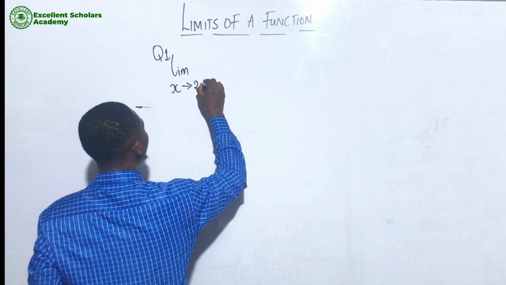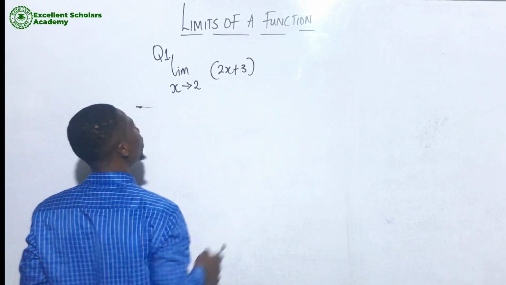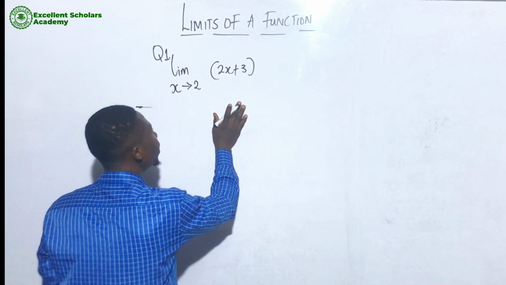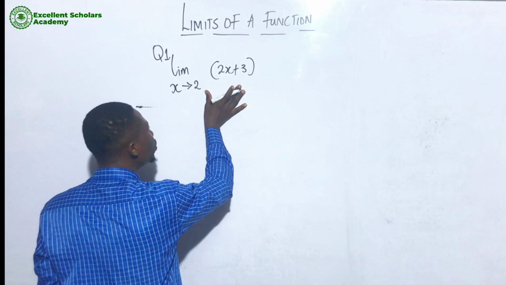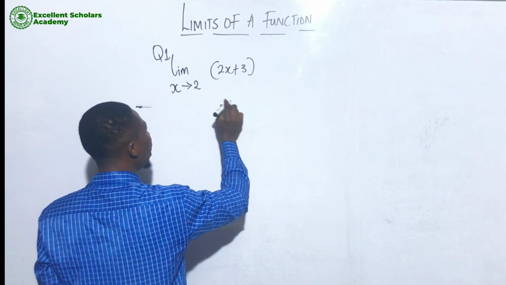Example 1: limit as x tends to 2 of 2x plus 3. Okay, so we want to find the limit as x tends to 2 of 2x plus 3. Now, what does it mean, or what are we going to do? We're simply going to substitute the value of x as 2 anywhere we see x.